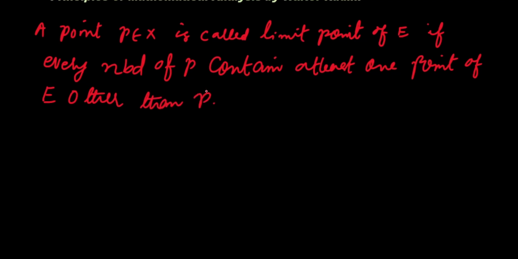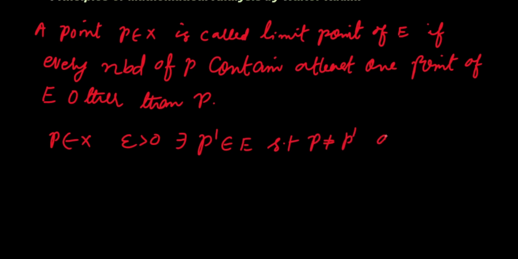or equivalently we can define the limit point in mathematical notation as: a point P belonging to X is called a limit point if for every positive real number epsilon greater than 0, there exists a point P dash belonging to E such that P is different from P prime and the distance between these 2 points is less than this positive real number epsilon. So this is the equivalent definition of limit point.